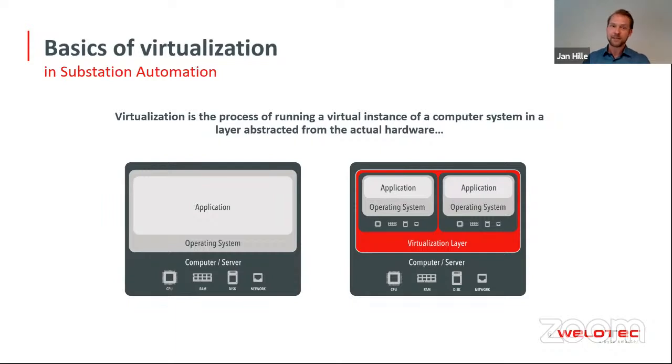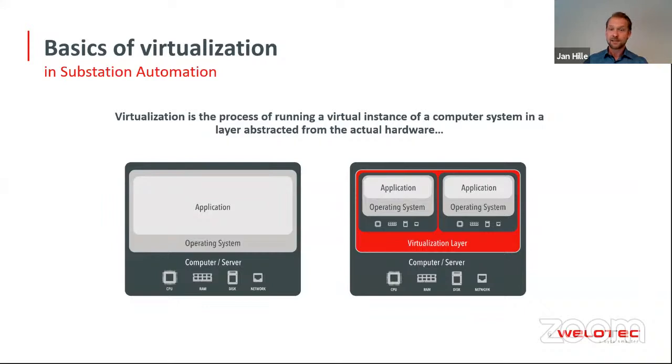What does it mean? On the left side, you see a classic computer or server system, which you might have chosen according to your application. So you choose the processor, the storage, and the memory according to what you really need for your application. Then you install the operating system on the server, and then you install the application or applications which you want to run on it. This is a classical computer. We all know that. Most probably we are all sitting in front of such a classic computer system.